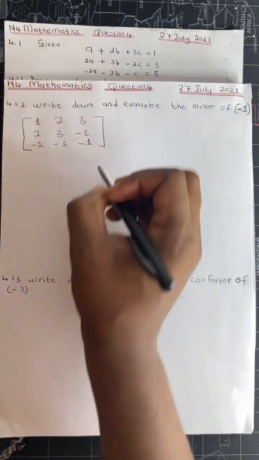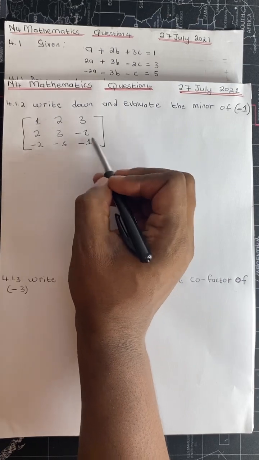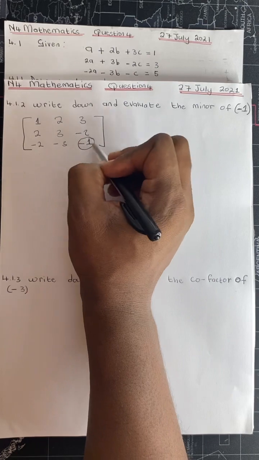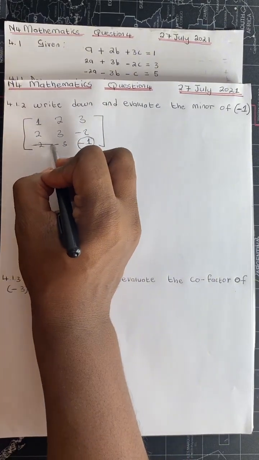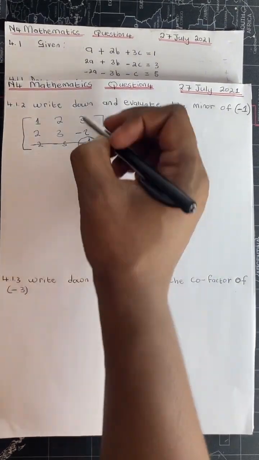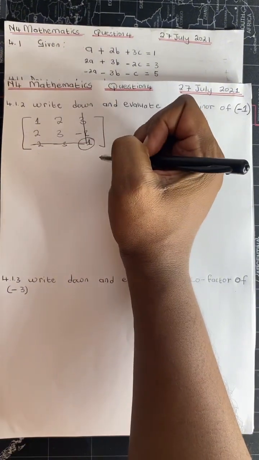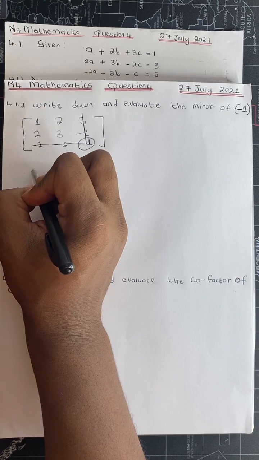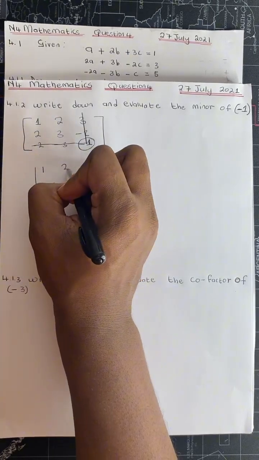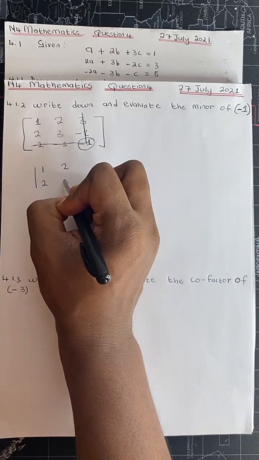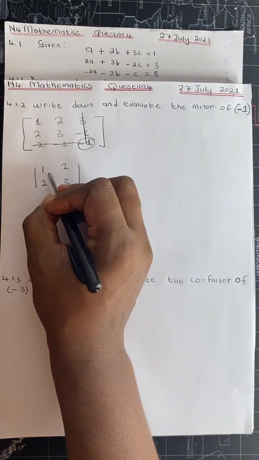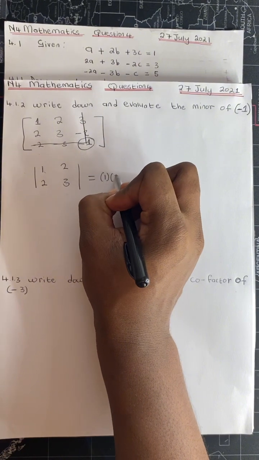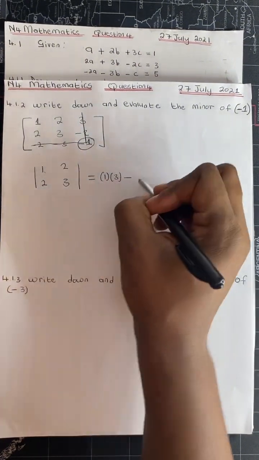So we are to write down the minor of negative 1. We have the negative 1, so we block each and everything in its column and block each and everything in its row, such that we'll be left with 1, 2, 2, and 3. So 1 multiplied by 3 minus 2 multiplied by 2.